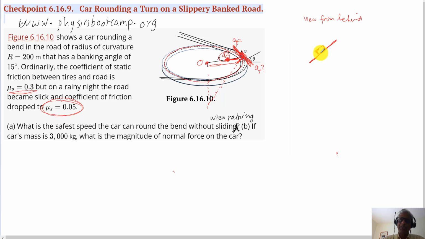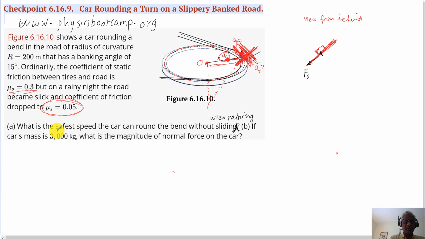So you can see there's a friction along this tangential direction, right? And there's a friction along that direction. So there are two directions for friction. This is the one that prevents it from going outward. So if the car is not to go flying off the road, the friction is static friction. We're interested in that friction.